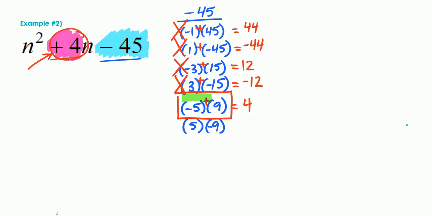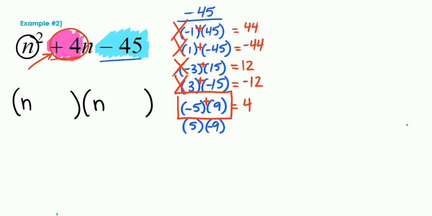Now that I found the two factors of negative 45 that add together to give me positive 4, I can finish factoring my quadratic trinomial. I begin by setting up two sets of parentheses and writing the variable I'm using, which is n, at the beginning of those sets of parentheses.